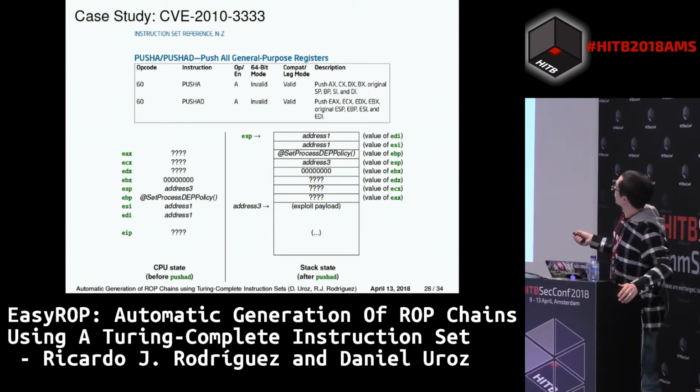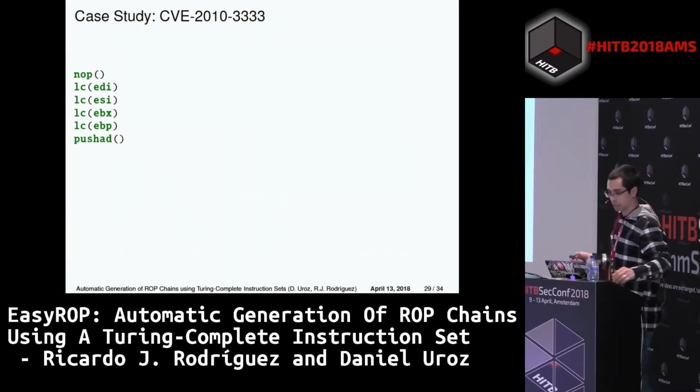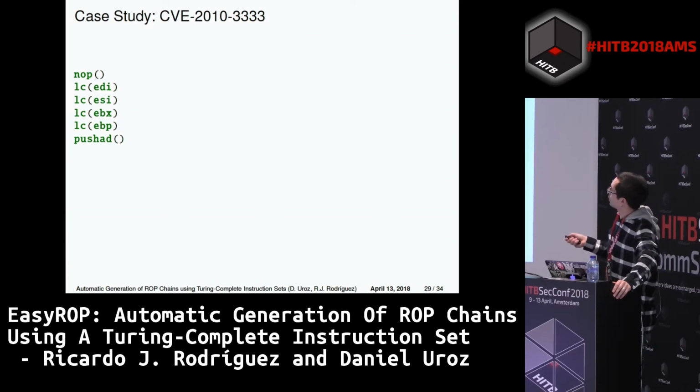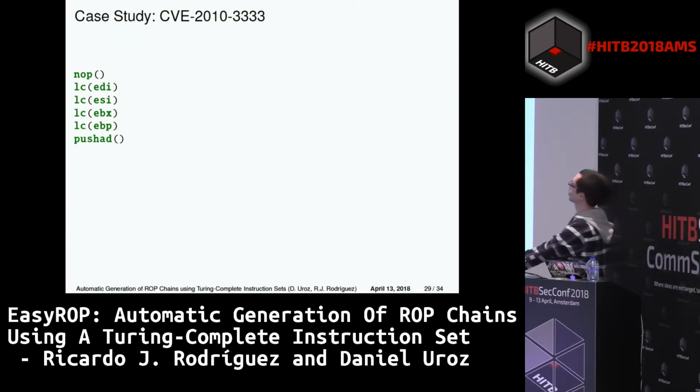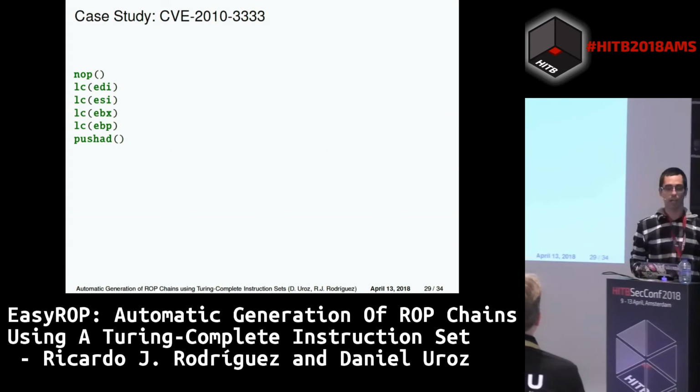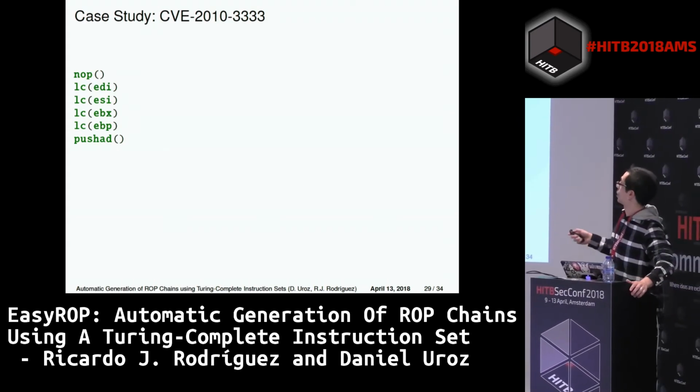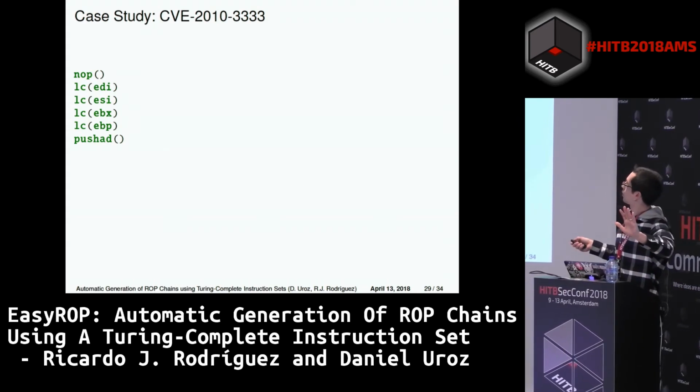So what I will need is a nop. Then I will need to load a constant in the EDI register, load a constant in the ESI register, load a constant in the EBX register, load a constant in the EBP register, and then the pushad. Let me tell you, for instance, these 4 instructions are random access machine operations. However, these others are not random access machine, but user-defined operations. So I have this definition.